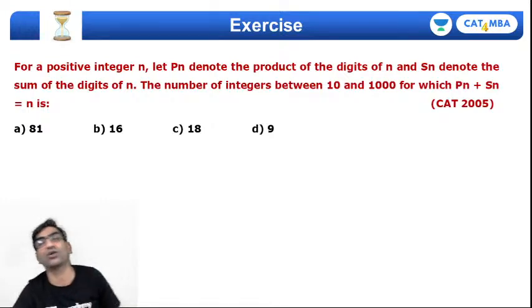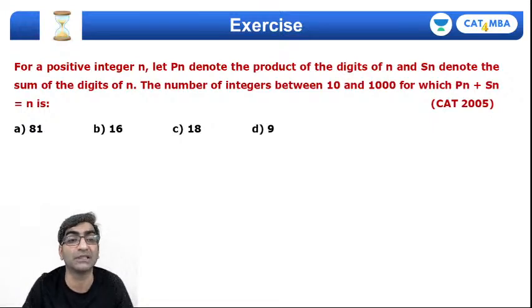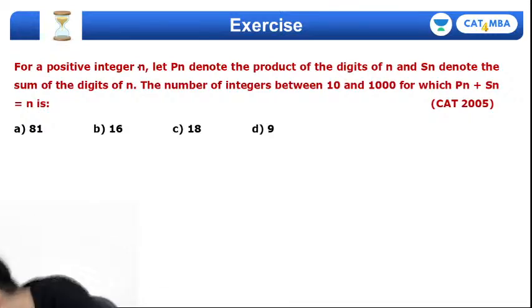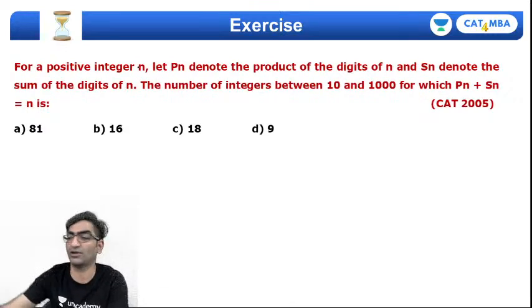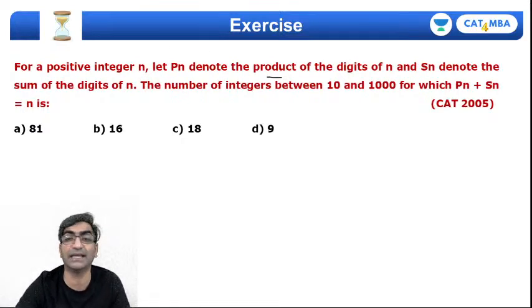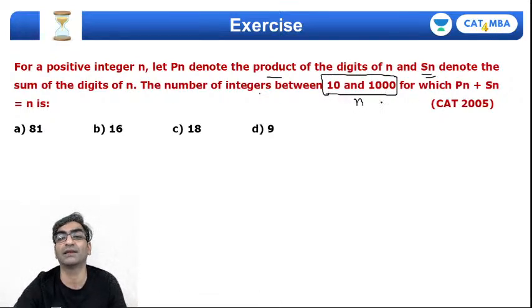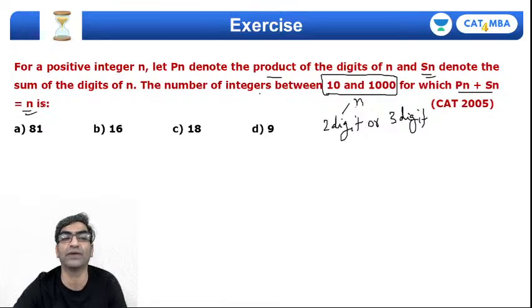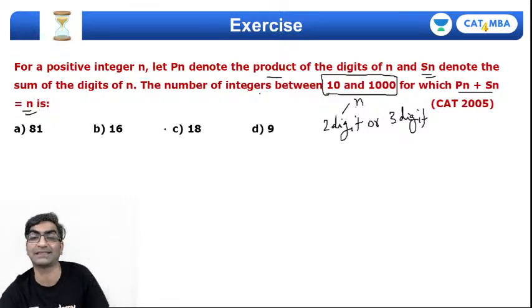Look at this one. It mixes the concept of linear equations and number systems, right? For a positive integer n, let Pn denote the product of the digits in n, and Sn denote the sum of the digits of n. The number of integers between 10 and 1000, मतलब n lies between 10 and 1000, which means n will either be a 2-digit number or a 3-digit number, है ना. अच्छा, ऐसे कितने numbers हैं for which Pn plus Sn is equal to n, मतलब the number itself should be the sum of its product and sum.